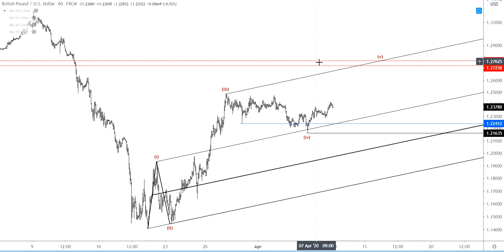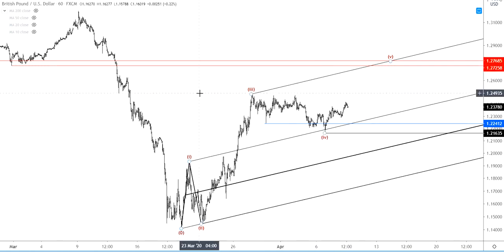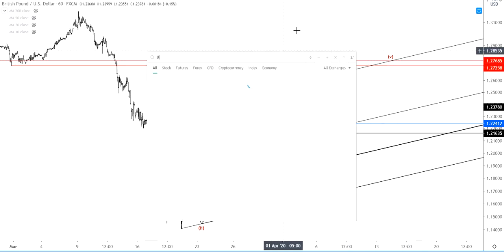So this is a setup that I am following the rest of this week and probably into next week. If it's going to play out, it should play out by next week anyway. So there we have that.